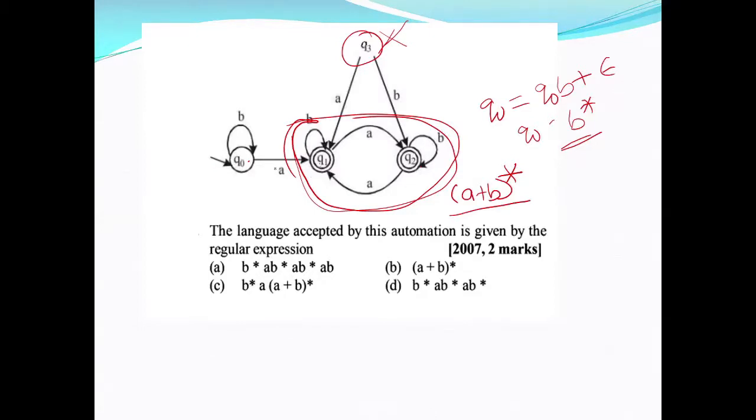So what will make you come from Q0 to Q1? It is B star A. Then after that, anything, right? So the regular expression is B star A plus B whole star. You need to recognize this, right? B star A, then A plus B whole star.